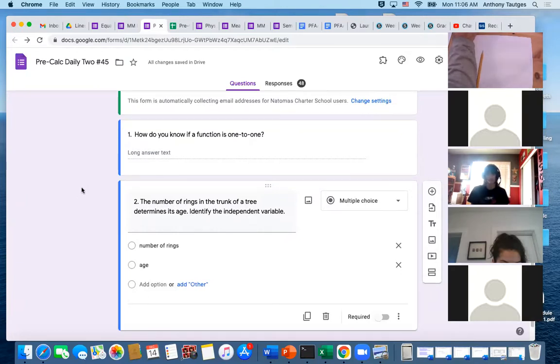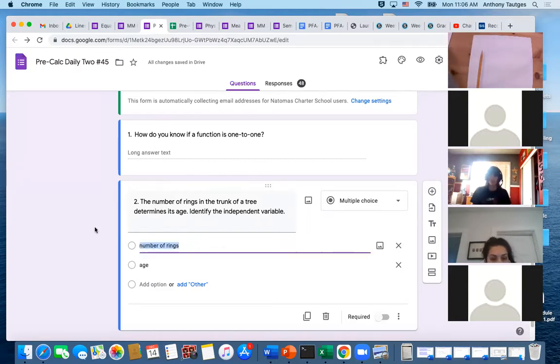All right, number 2: the number of rings in the trunk of a tree determines its age. Identify the independent variable. The independent variable determines the dependent variable. So for this statement, the number of rings will be the independent variable. That's the answer for that. Any questions about that? The independent variable determines the dependent variable.